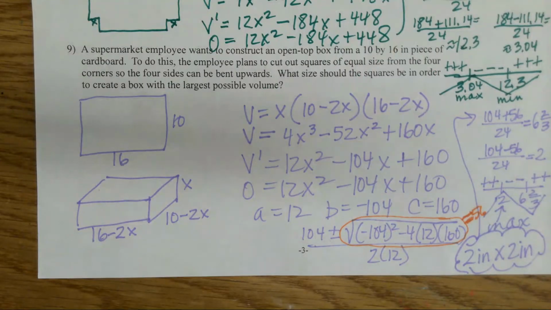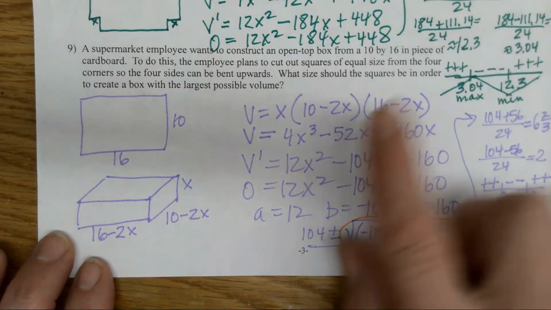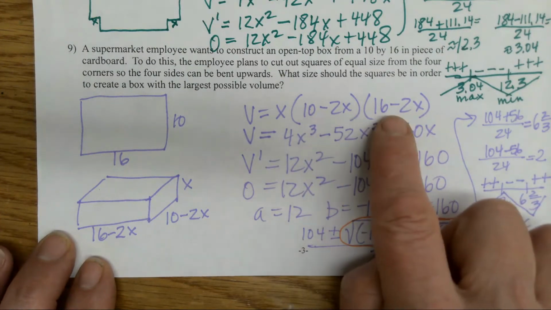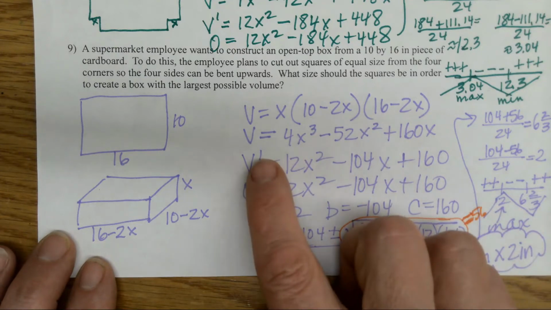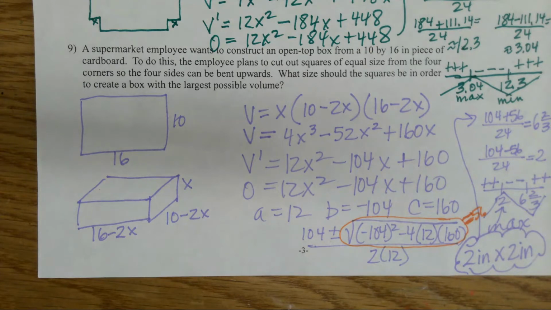I hope you all had a chance to work through that thoroughly. I hope you didn't get too confused, but when you did your distributing here, remember I like to distribute the 2 parentheses first, and then I'll bring the x through, and then I also put it in descending order. So when all was said and done, I got 4x cubed minus 52x squared plus 160x.